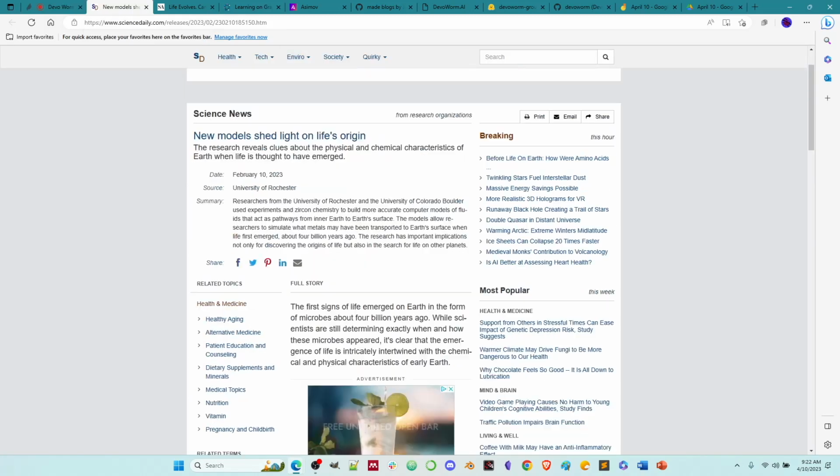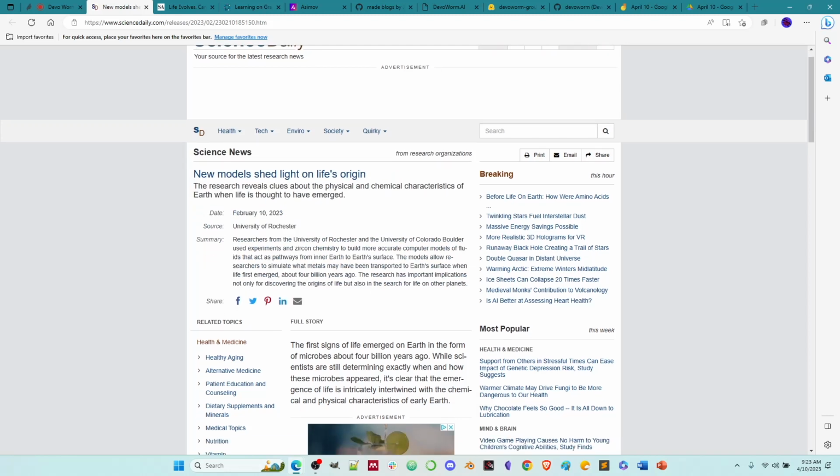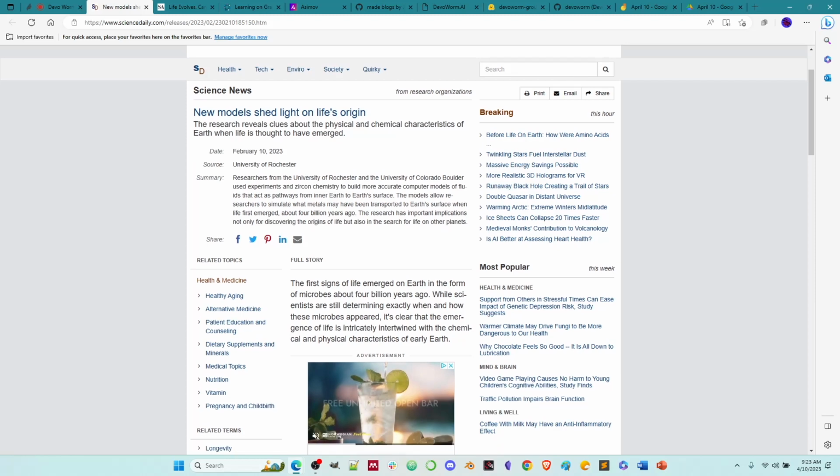So I found a couple things this week that were interesting, that were following up on some of the work that we've talked about in previous weeks. The first is this article, New Models Shed Light on Life's Origin. This is a press release on this bit of work, I think it's a paper. The research reveals clues about the physical and chemical characteristics of Earth when life is thought to have emerged.